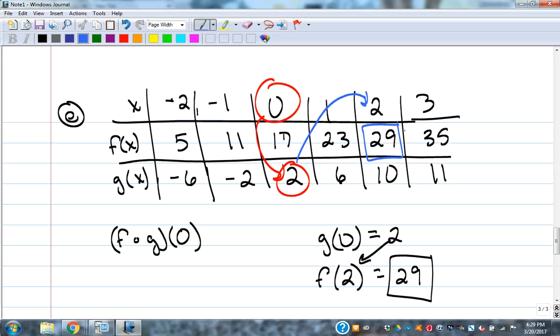So you work backwards. You say, okay, this is the x value, goes to the y value with this guy, so 0 to 2. Then that becomes the x value. So back up here, goes to the y value for f, and that's the answer. It's mapping it backwards through that.